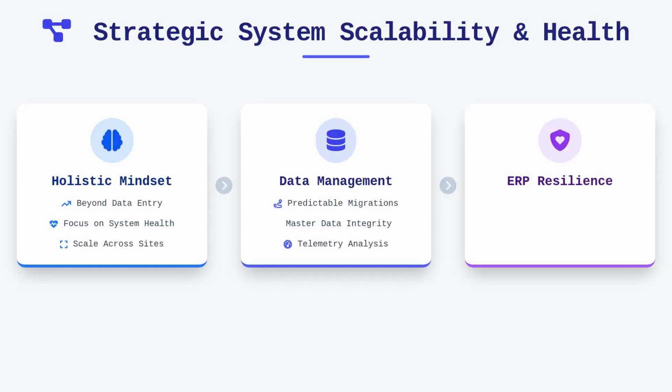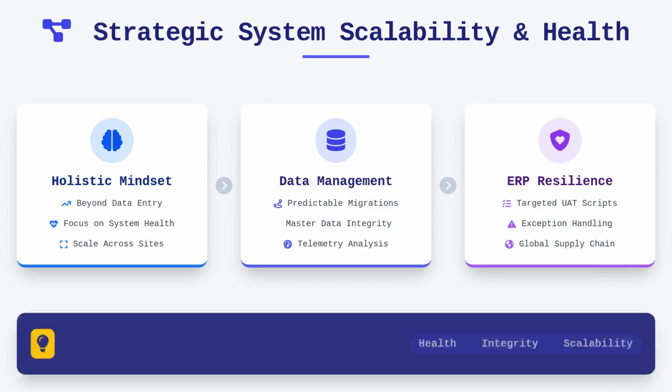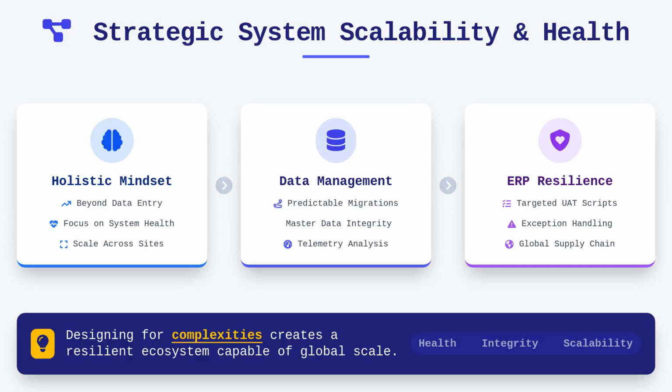Ultimately, a successful implementation relies on robust user acceptance testing scripts that specifically target the exceptions, the counts that fail, the supervisors who need to intervene, and the sync issues between the warehouse and the financial modules. By designing for these complexities, we create an ERP ecosystem that is inherently more resilient and capable of supporting global supply chain requirements.